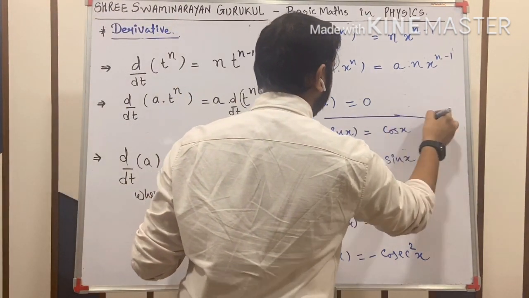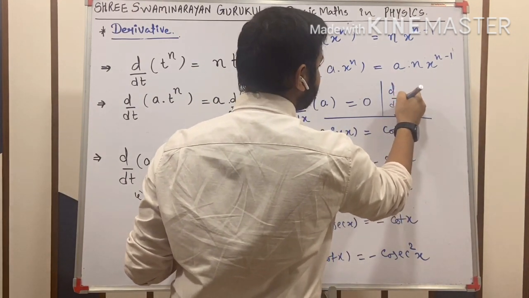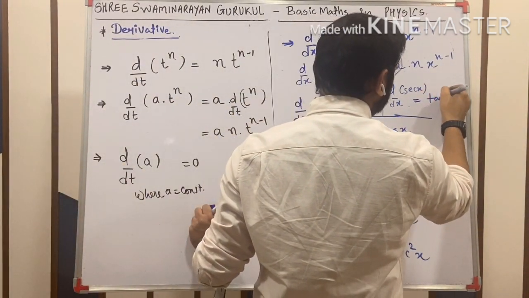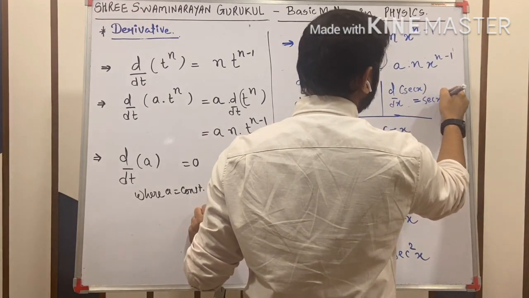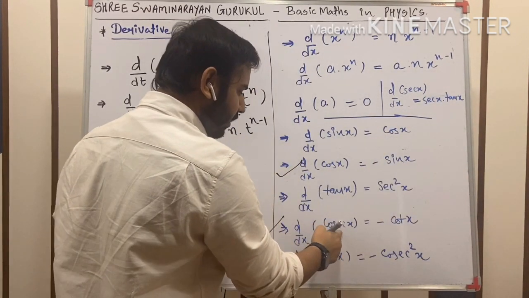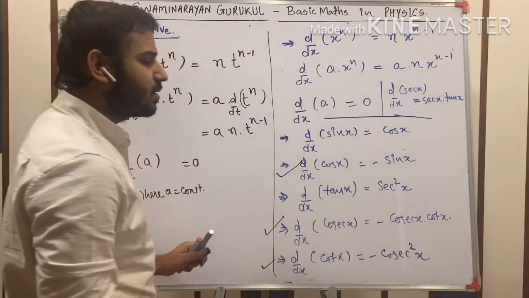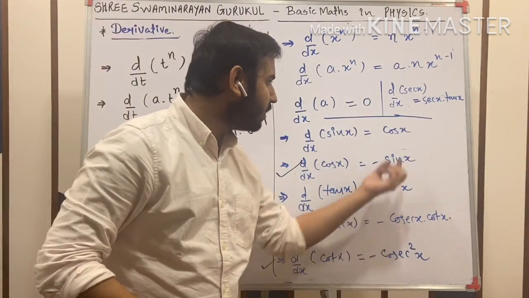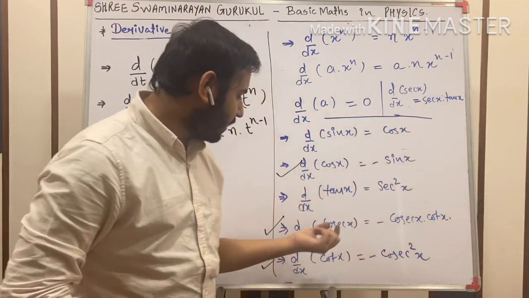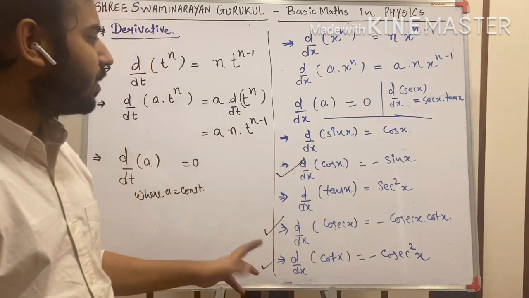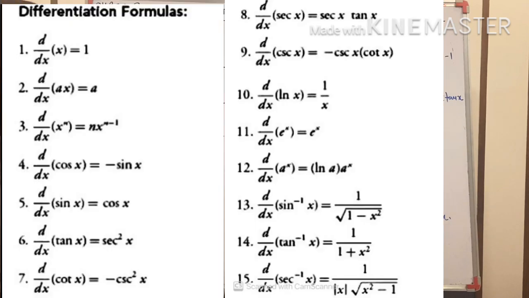Okay, d by dx of sec x is sec x into tan x. This is wrong, sorry: d by dx of cosec x is minus cosec x into cot x. I have corrected this. D by dx of sec x is sec x into tan x, and d by dx of cosec x is minus cosec x into cot x. Okay, you just need to remember all these formulas. Right now a few formulas are given on your screen, right? You just take a screenshot of it and remember all these formulas.